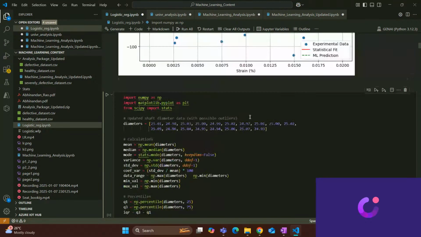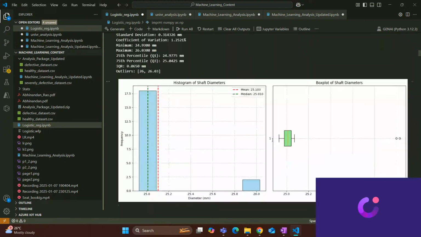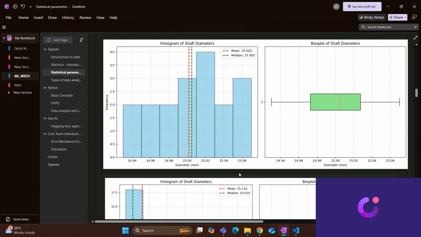We'll just add some data here, maybe roughly around 26, then 26.03. Okay. So there is some data here. So you can see the mean got shifted here. Median variation is very less, right? Like that's what I have shown over here. The median variation is very less.